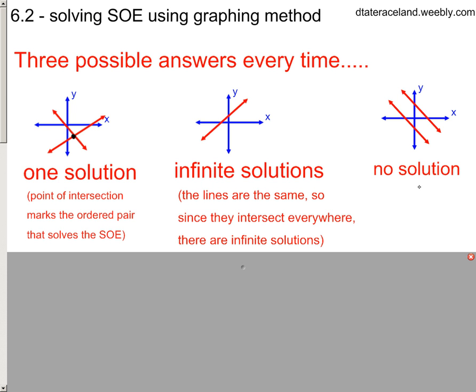Now over here on the far right side is what happens when the lines are parallel and they never do bump into each other. As a result, you would say, hey, there's no solution to this system of equations.